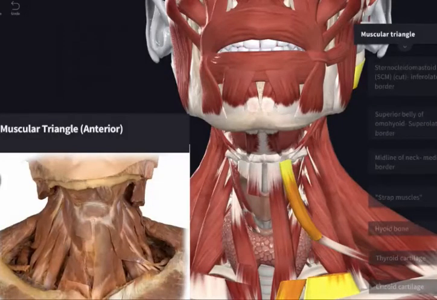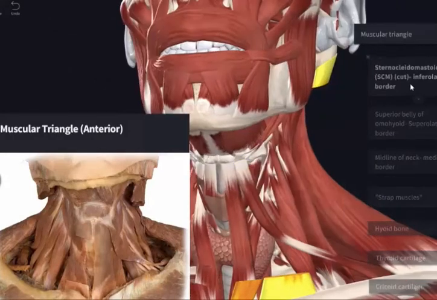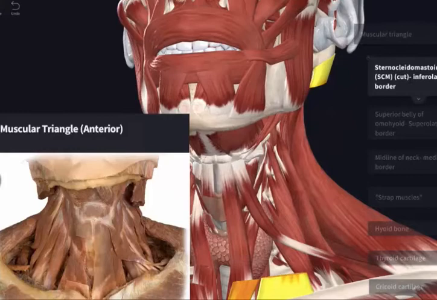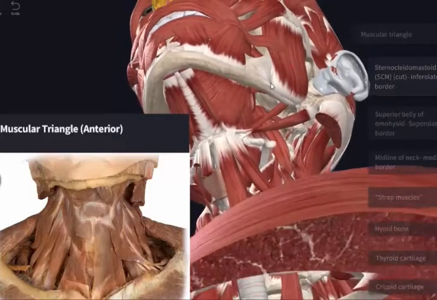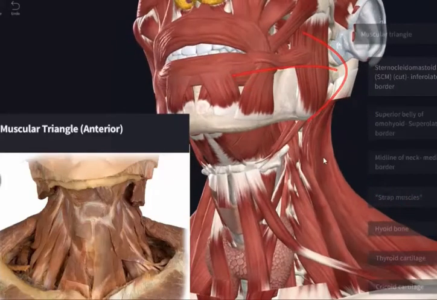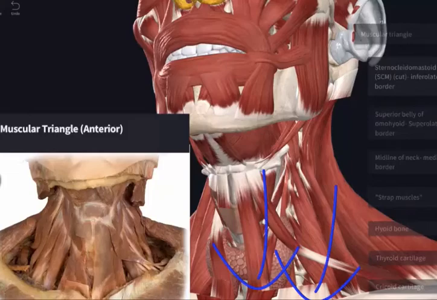Okay, so again, midline of the neck, sternocleidomastoid, superior belly of omohyoid. So you can see here's the SCM, which is cut. Remember, it's called sternocleidomastoid. It actually comes from the mastoid process on the underside of the skull, right up here. And then it has 2 attachments, one to the sternum and one to the clavicle.